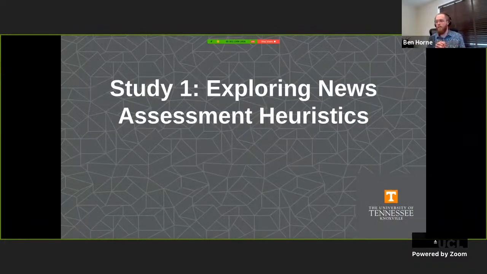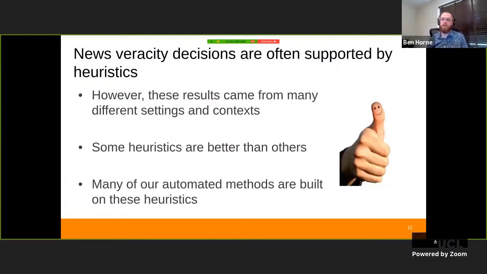Okay, so before I get into the main aspect of using warning labels and changing both the timing and the tailoring of the statement in the warning label, I want to talk about a very brief study that actually informed and motivated the second study. And this is just on simply exploring what heuristics are being used when people are assessing false information.